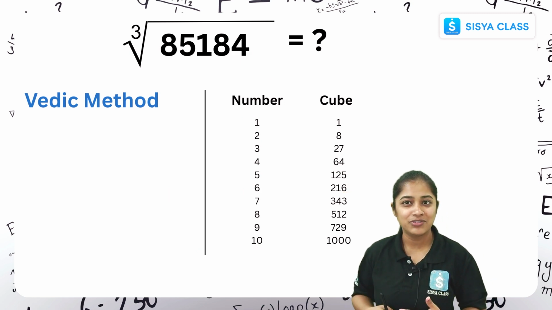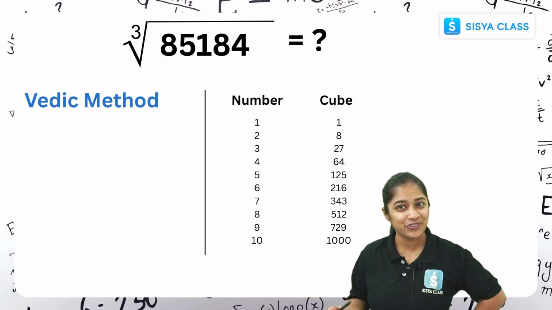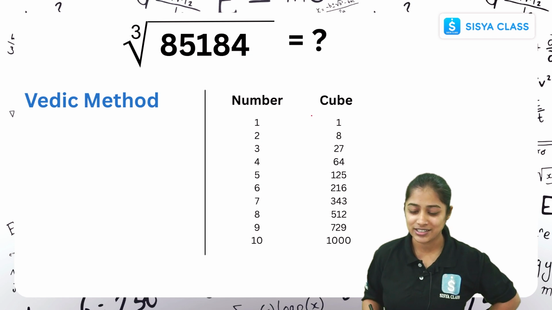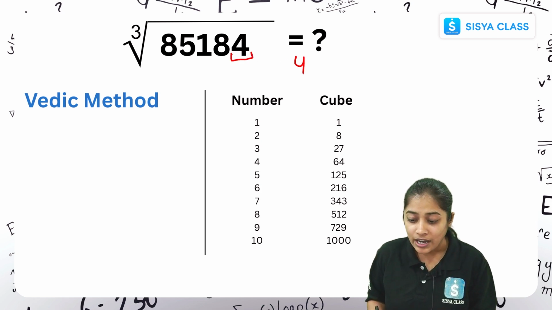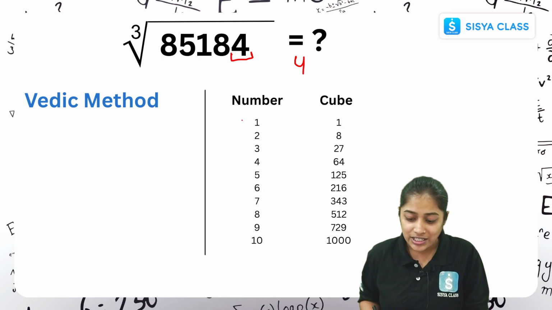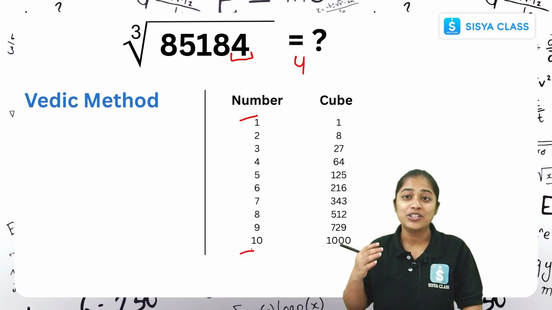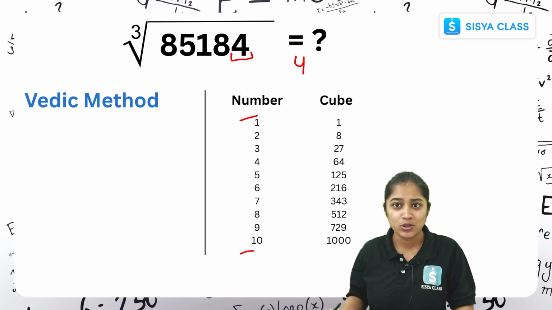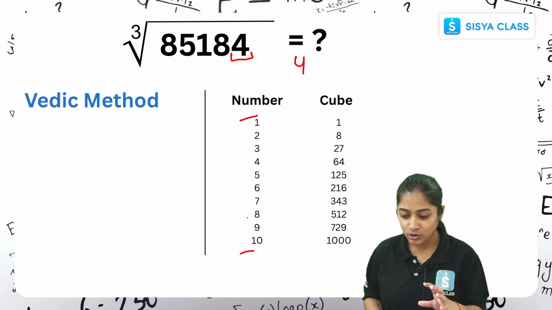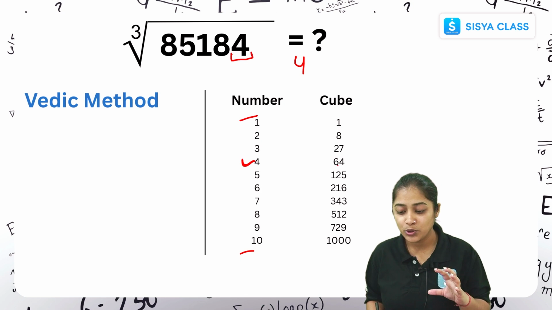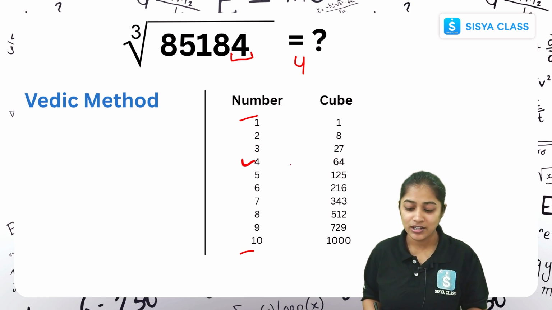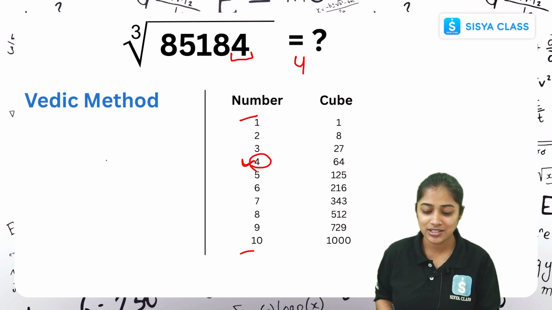So here we have this number, right? What is our first task? Focus on the unit digit. The unit digit is 4, right? Now again, I will check that from 1 to 10, which cube number's unit digit is also 4. If you look carefully, 4 is the number whose cube unit digit is also 4. So my ones digit is 4.